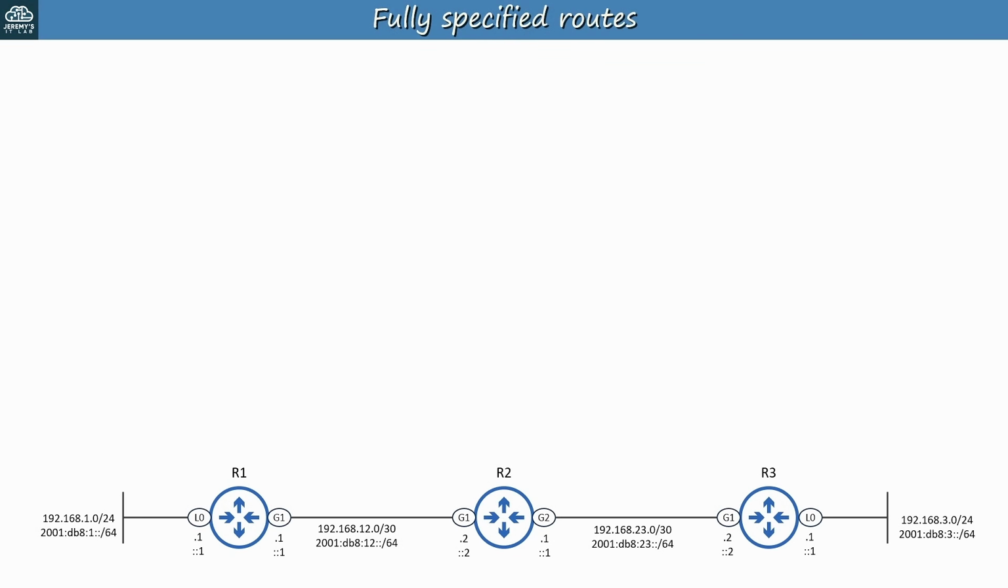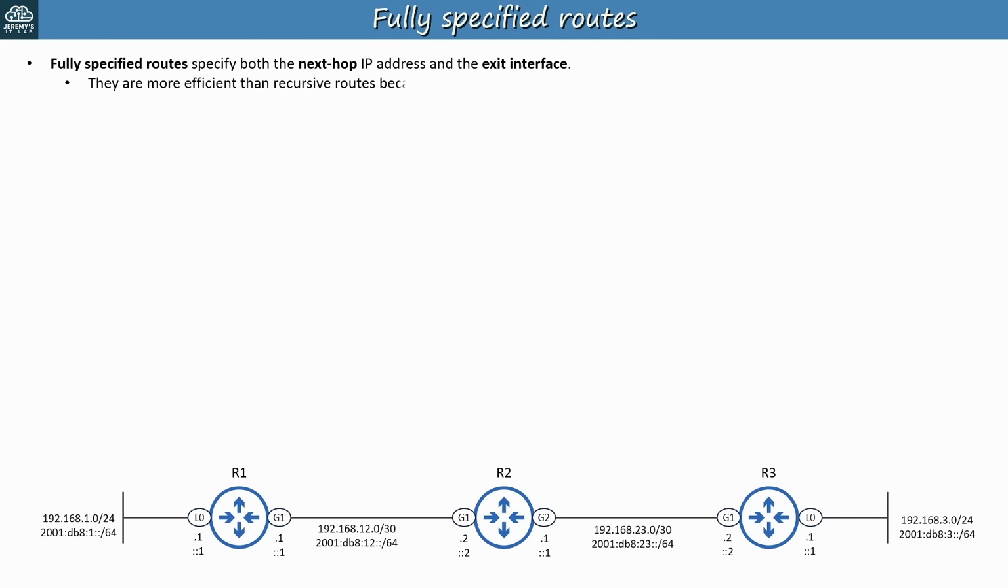Now let's look at the last of these three route types. Fully specified routes specify both the next hop IP address and the exit interface. Because they specify both, they are more efficient than recursive routes. They only require a single routing table lookup instead of two. But as I said before, in practice there is very little difference thanks to CEF. After the first packet to a particular destination network is forwarded, an appropriate CEF entry is made, and further packets won't need recursive lookups.